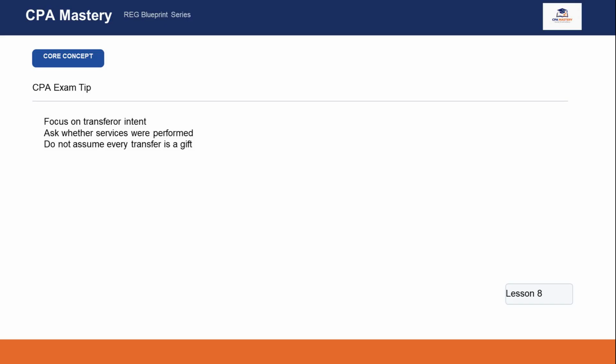A strong exam strategy is to ask why the transfer was made. Was the payment motivated by generosity, affection, or family relationship? Or was it made because the recipient performed services or provided value in return? That question usually points you toward the right answer.